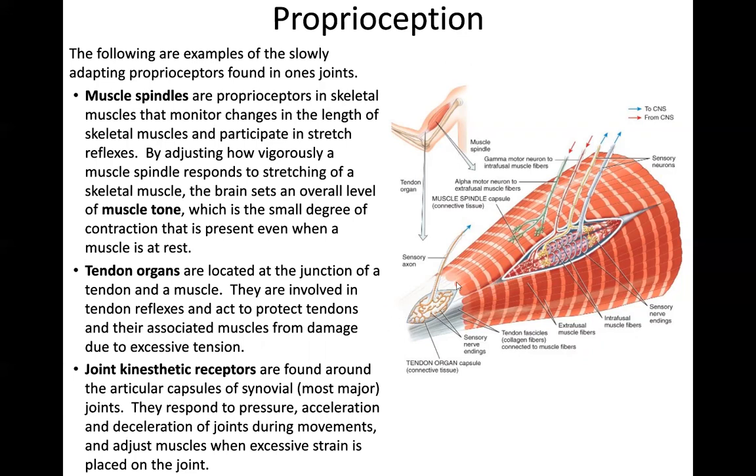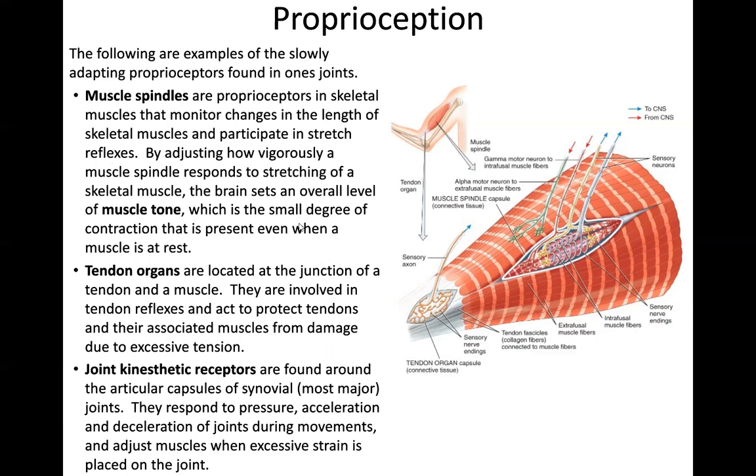Tendon organs, which also go by the term Golgi tendon organs, are located at the junction of a tendon and a muscle. They're involved with the tendon reflexes, and act to protect tendons and their associated muscles from damage due to excessive tension. What's not pictured here would be what we call joint kinesthetic receptors, which are found around the articular capsules, which is the connective tissue of our synovial joints. And synovial joints, most of you in anatomy know, are the major joints, like our shoulder, our elbow, our hip, our knee. They respond to things like pressure, acceleration, and deceleration of the joints during movements, and help adjust muscles when excessive strain is placed on the joints.